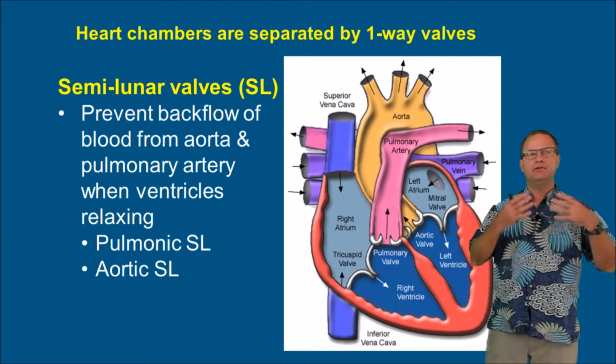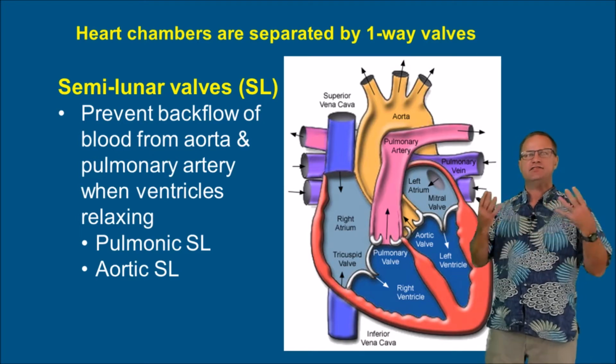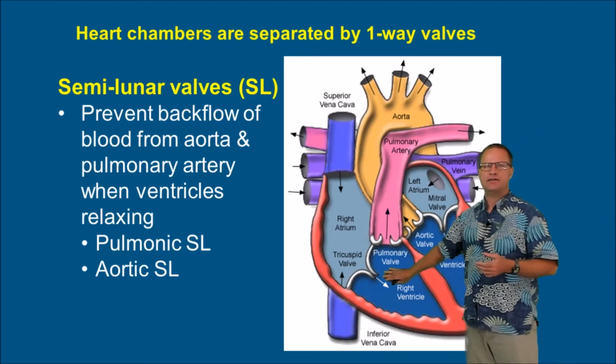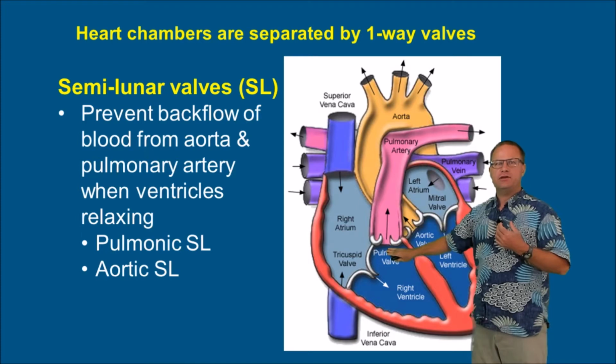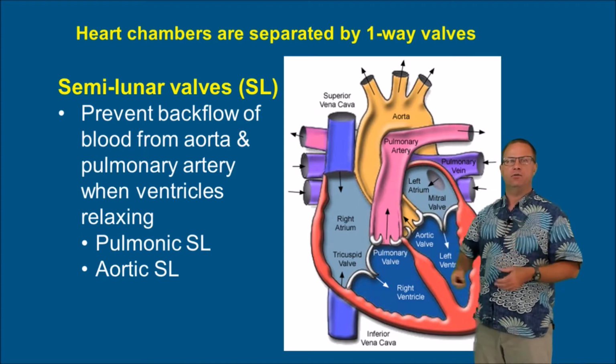Again, these valves keep blood from going backwards, especially as the heart relaxes. When the heart is contracting during systole, it's forcing blood up the aorta, but when it starts to relax, this blood would want to go backwards. But fortunately, we have these one-way valves that keep blood going in one direction.